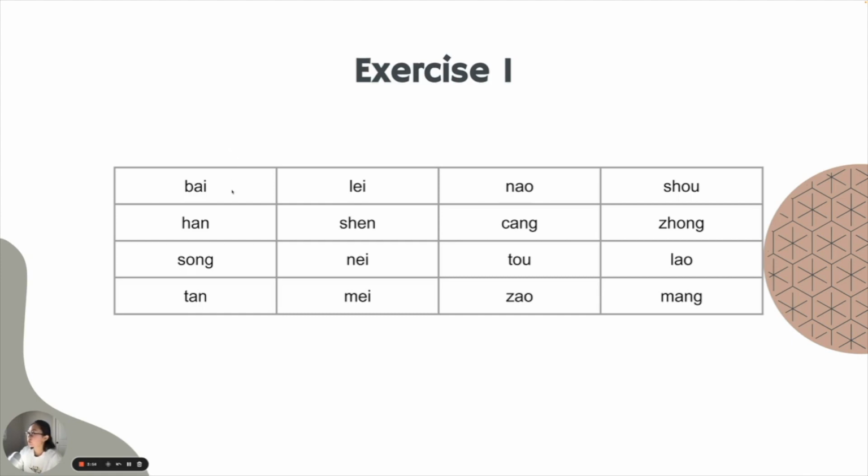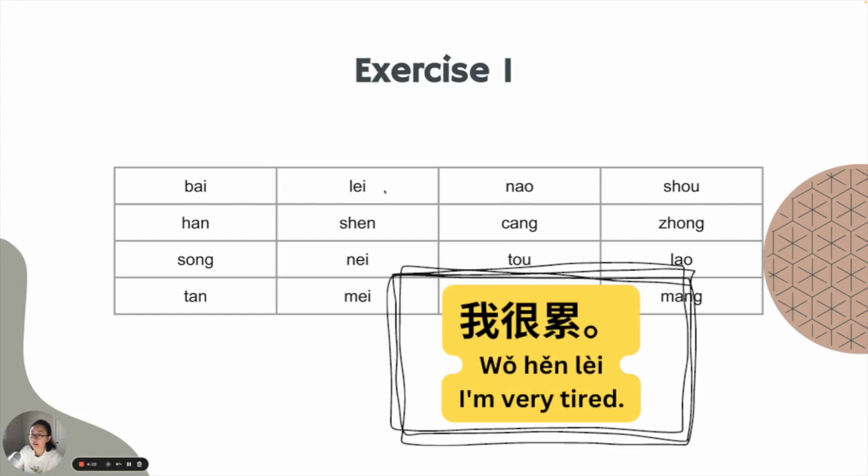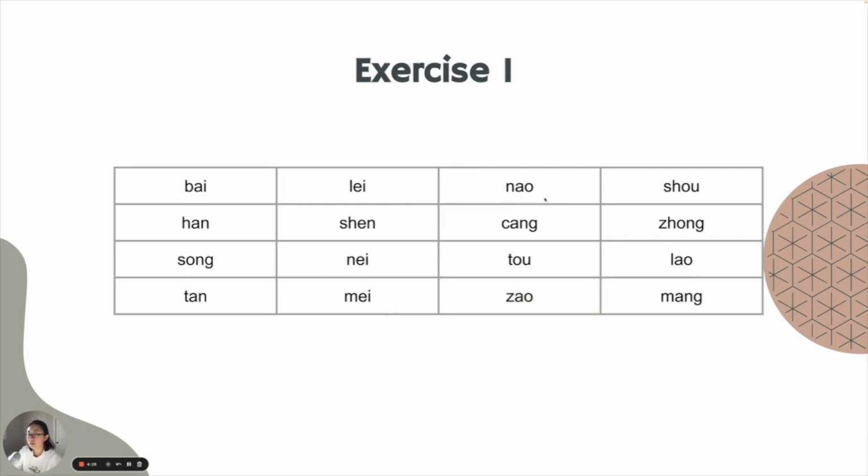Let's pronounce together. The first one, bai. I might just add a tone over the pinyin, so it's easier. It makes more sense for me to pronounce. And then if it means something, I will tell you what it means. So the first one, bai, is one of the colors. Bai, 白色, white. And then the next one is lei. Lei is tired. If you want to say I'm so tired, it's 我很累. 我很累. And then the third one, nao, is 脑. 脑 is saying 脑袋, your head, 脑袋.